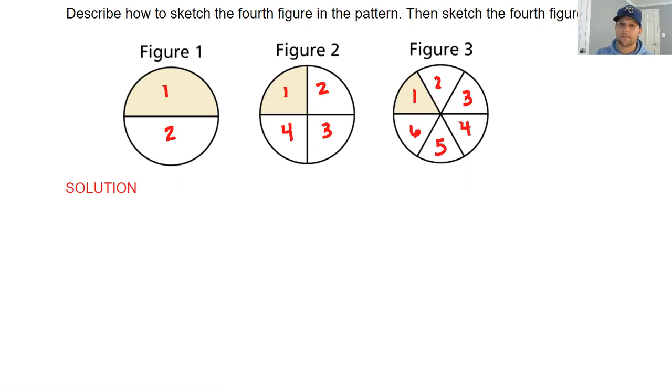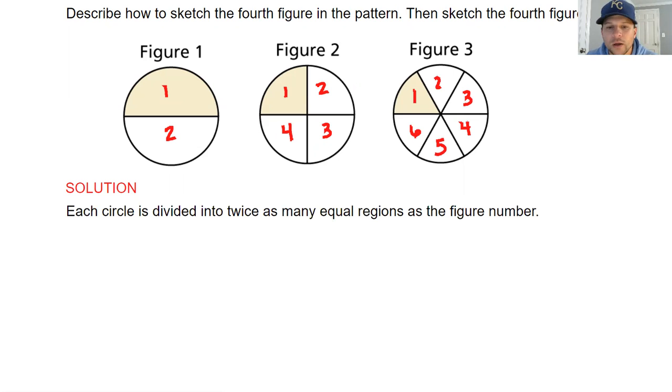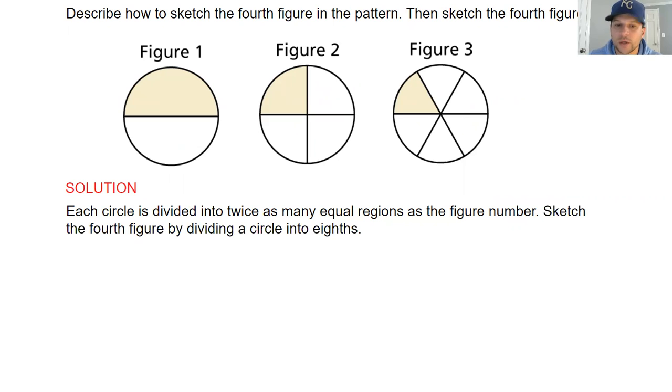So the pattern based on how many parts are going to be in each figure looks like that each circle is divided into twice as many regions as the figure's number. So figure 1 times 2 gives us 2 parts. Figure 2 times 2 gives us 4 parts. Figure 3 times 2 gives us 6 parts. So figure 4 times 2 would give you 8 parts.